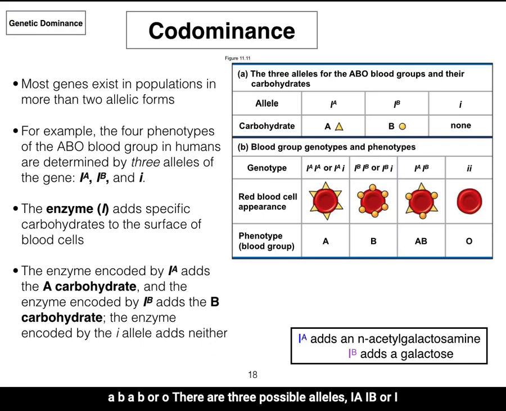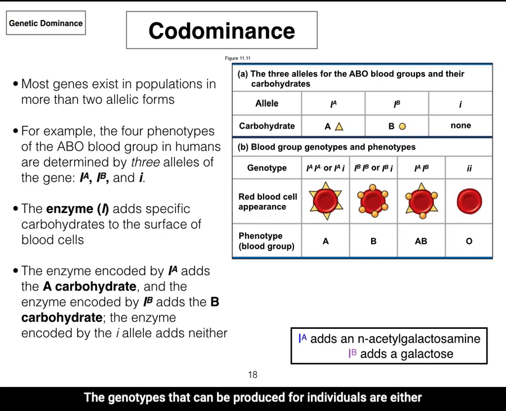There are three possible alleles: I^A, I^B, or i. The letters A and B refer to two carbohydrates that are found on the surface of red blood cells. Type A blood has carbohydrate A. Type B has carbohydrate B. AB has both, and type O has neither. Again, there are three different alleles: I^A, I^B, and i, where I^A produces the enzyme that makes carbohydrate A, I^B produces the enzyme that makes carbohydrate B, and i produces no enzymes.